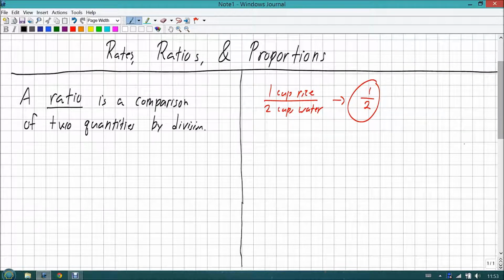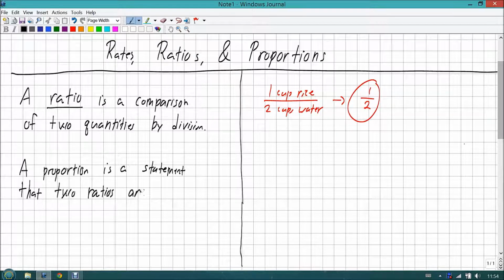So we know what a ratio is now. Now what's the difference between a ratio and a proportion? Because they are different. A lot of people use ratio and proportion interchangeably, but that's incorrect. Because a proportion is a statement that two ratios are equivalent or equal.